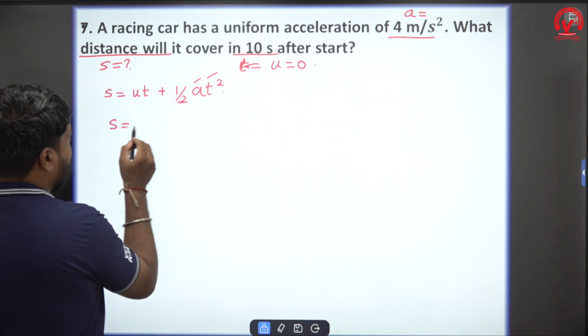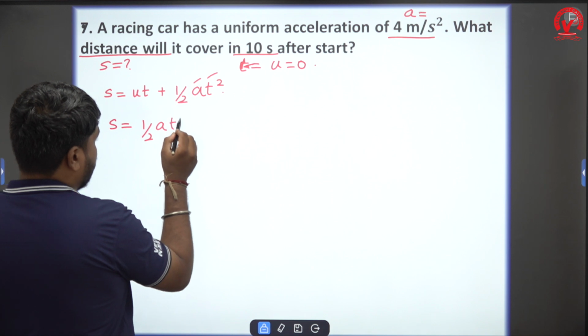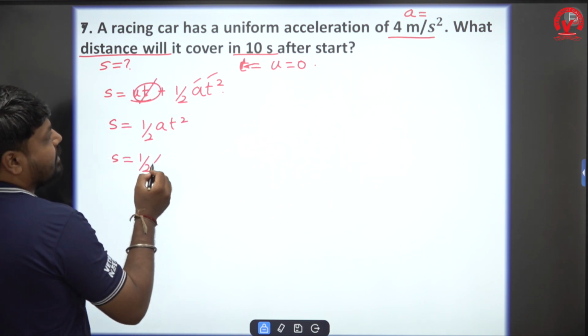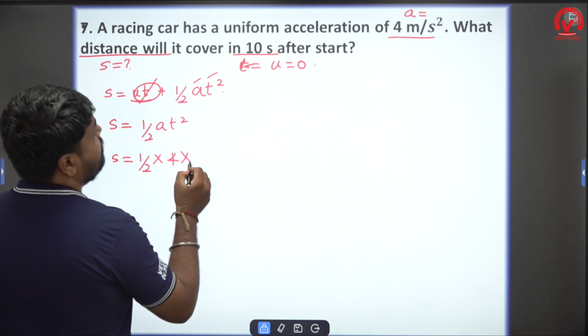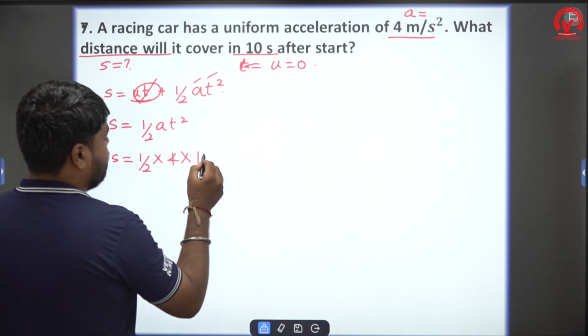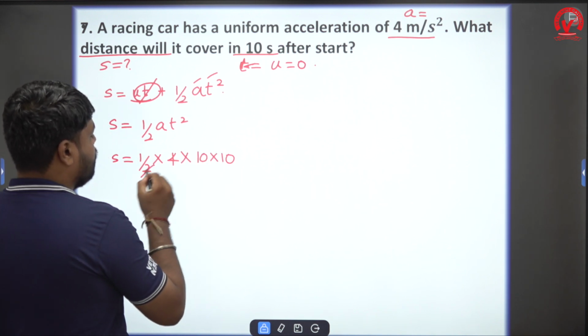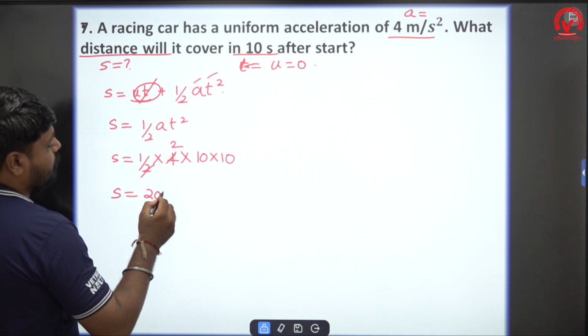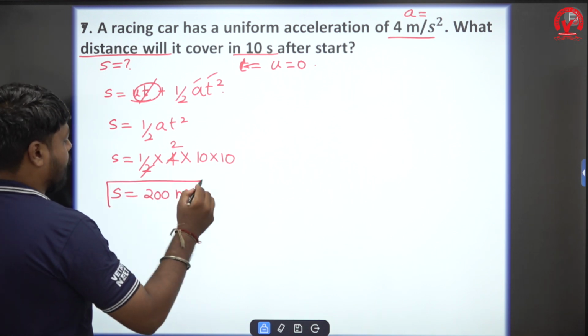So s is equal to half at square, because the first term becomes 0, right? So s is equal to half into what is the acceleration? 4, and time is how much? 10 seconds. So 10 into 10. So s is equal to 200 meter, the distance.